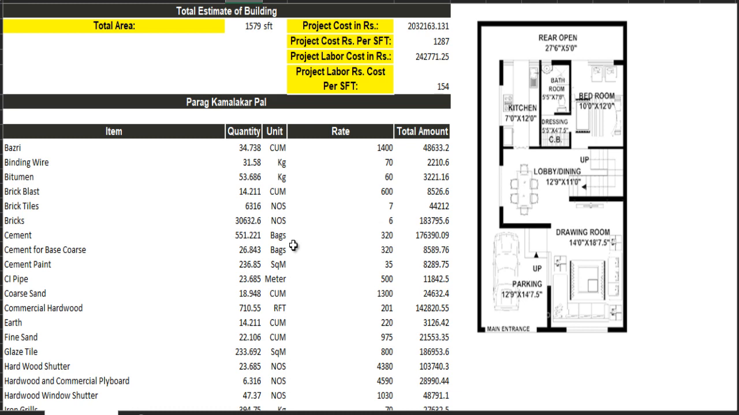Basically, in this video, we are going to discuss the total estimation of quantity and rate of this building, whatever you can see over here, right?